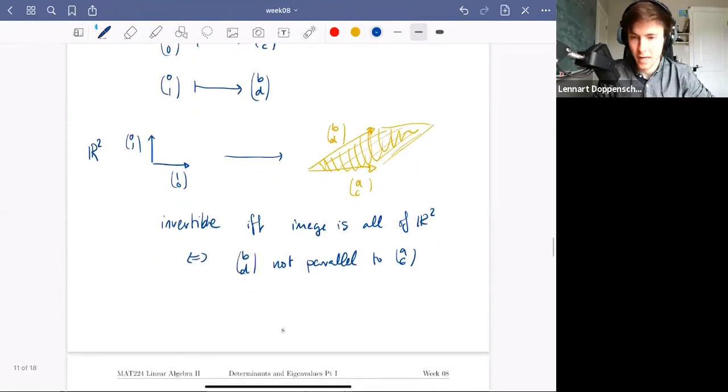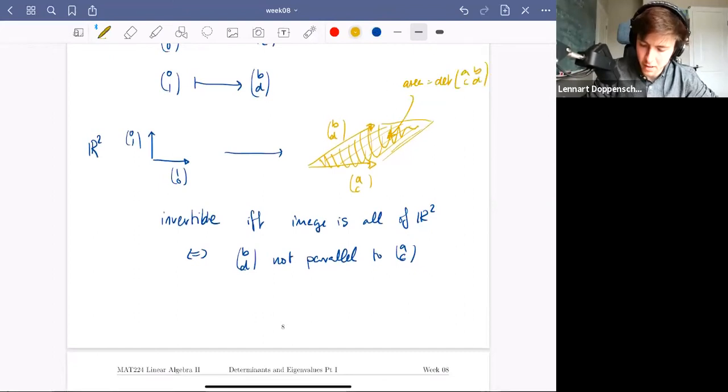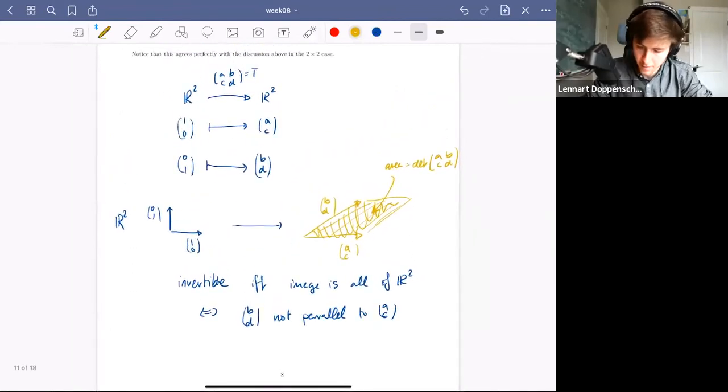And then from there, the thing that we talked about yesterday is that the area here is the determinant of A, B, C, D. And this area is exactly 0 if the parallelogram is collapsed into a degenerate parallelogram. So this is a very beautiful idea.